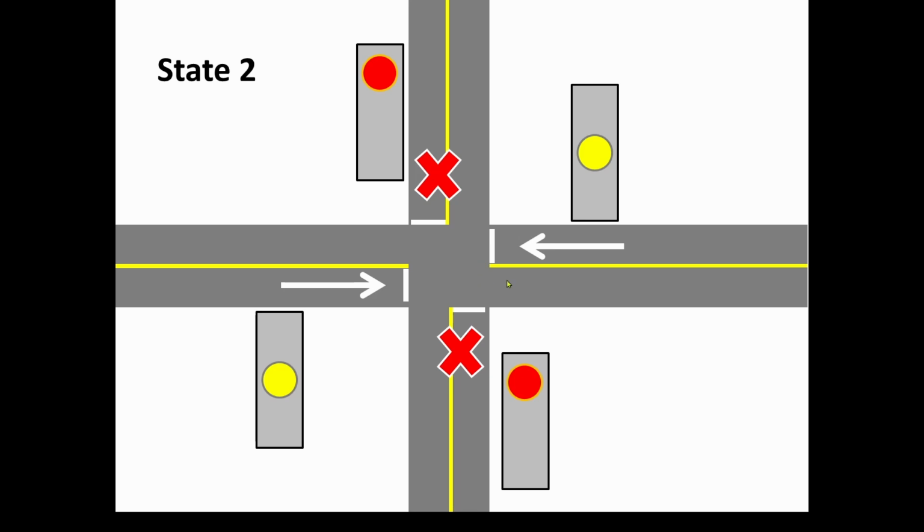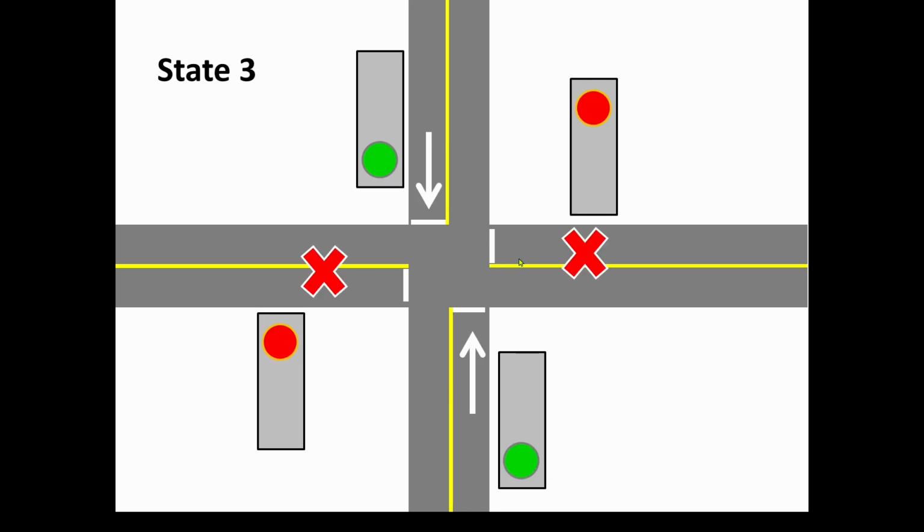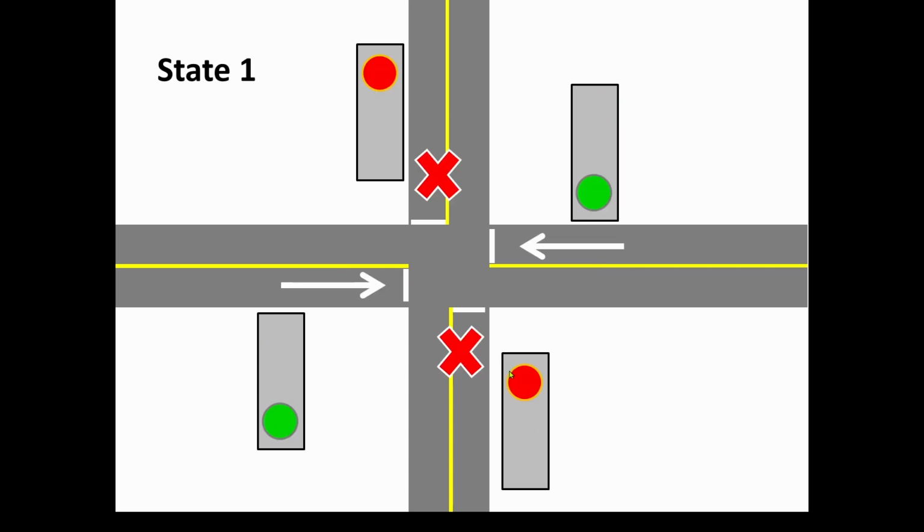And then state 2 is where the horizontal traffic gets a yellow light to say, hey, slow down, the light's going to change. And it's that way for maybe 5 seconds. And then state 3 is where the vertical traffic has a green light. The horizontal traffic gets a red light, and that means they have to stop. And then state 4 is where the vertical traffic gets a yellow light saying, hey, the lights are going to change. You're going to get a red light. And then we go back to state 1 where the vertical traffic gets a red light and the horizontal traffic gets a green light.